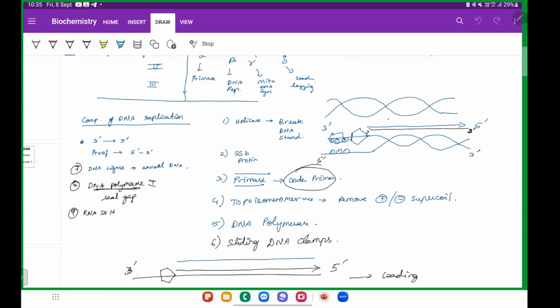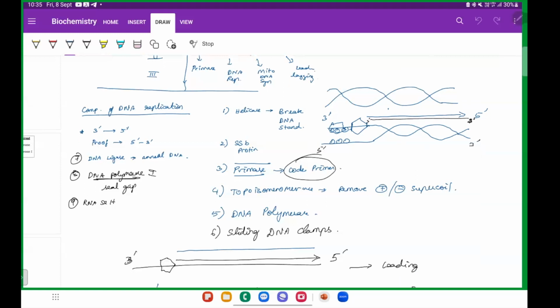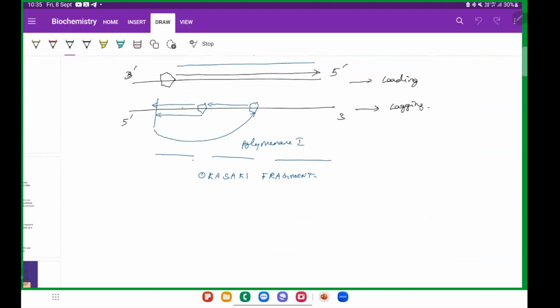So the alpha part is the primase. Okay, alpha part is going to be your primase, beta part is going to do DNA repair, and you have a gamma. What is this gamma? It stands for mitochondrial DNA production. So what is the difference between our normal DNA and mitochondrial DNA? What is this mitochondrial DNA actually?